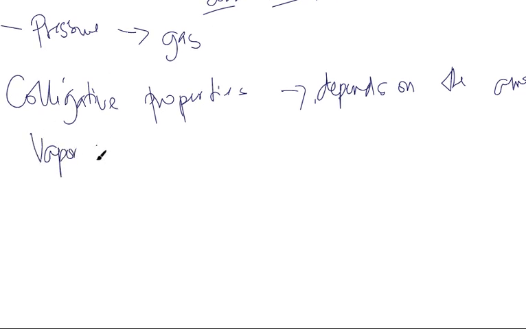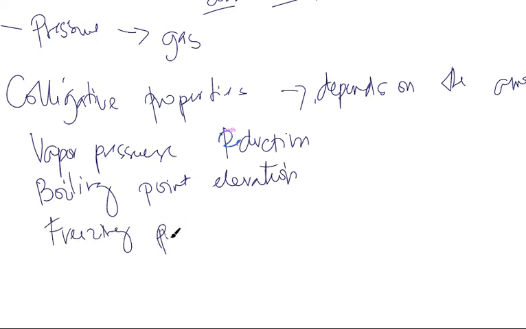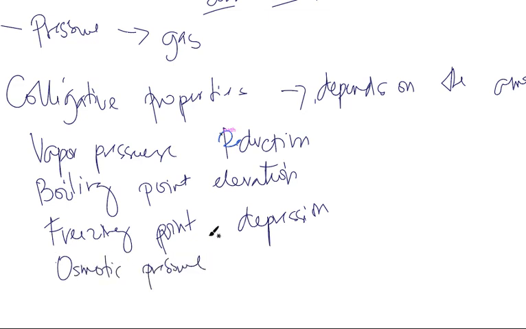The first one is the vapor pressure reduction, or depression. And then we have the boiling point elevation. We have the freezing point depression. And we have the osmotic pressure. Okay, so these four are the colligative properties.